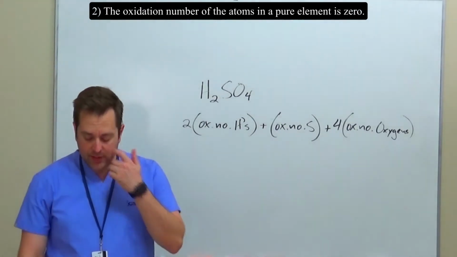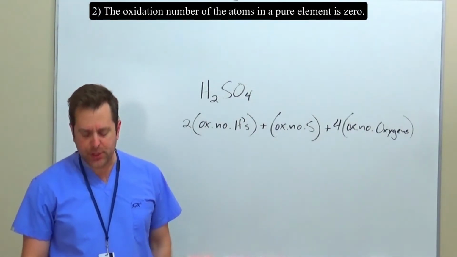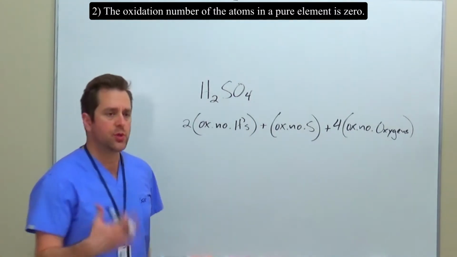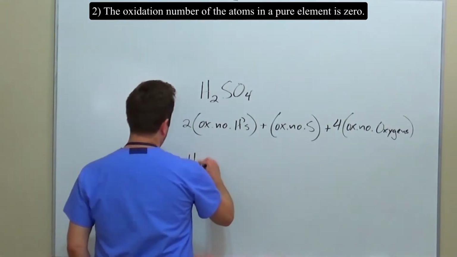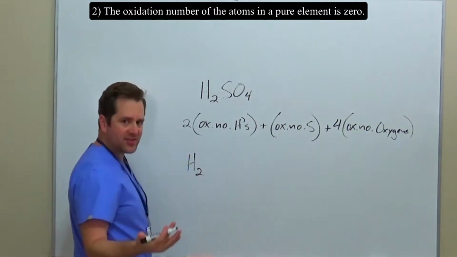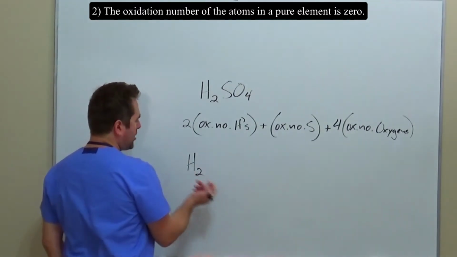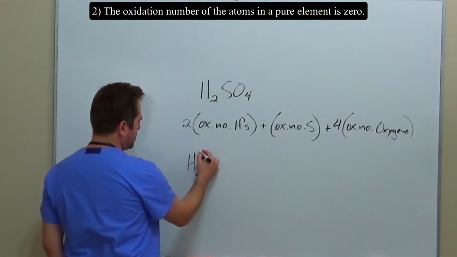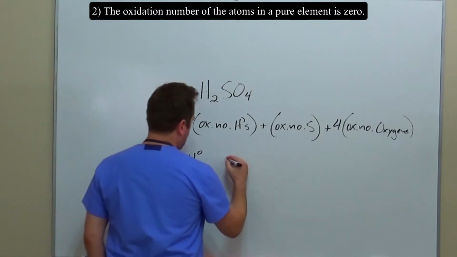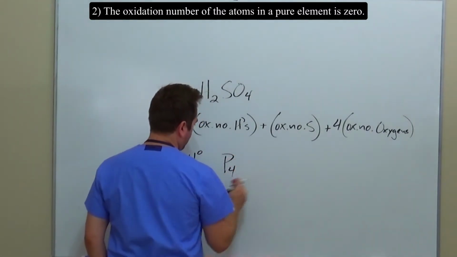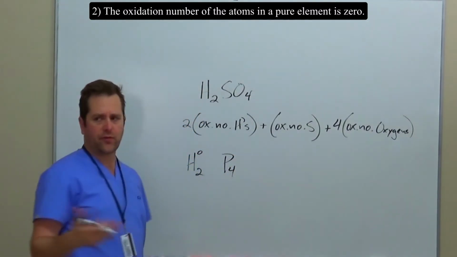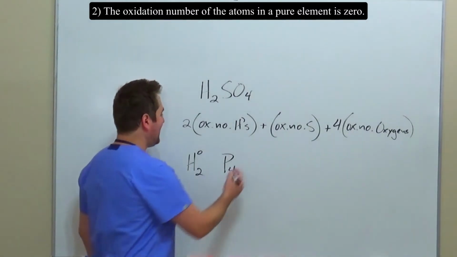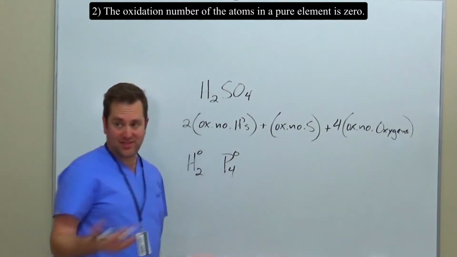Number two, the oxidation number of the atoms in a pure element is 0. So what does that mean? Well, just think about your diatomic gases or your diatomic molecules. Hydrogen, what's its oxidation number? Since there are 2 of them, it's just 0. Here's a little bit more complex molecule, a tetraphosphorus molecule. Again, its oxidation number would be 0.